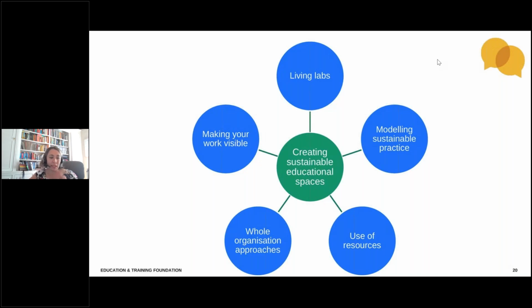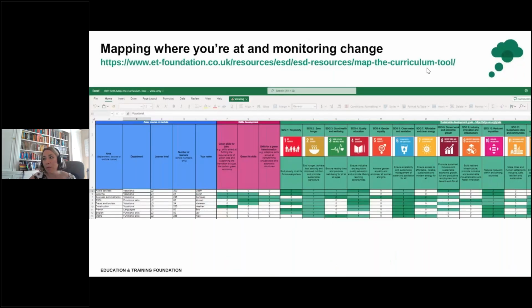There's one more tool that I'm going to share with you before I pass on to Graham, and that is this. This is about mapping where you're at and monitoring change. So this is a really simple tool that we've developed to help individuals, teams, departments, whole organisations think about where education for sustainable development currently is in your curriculum. What does that look like? Where are the hot spots? Where are the cold spots?